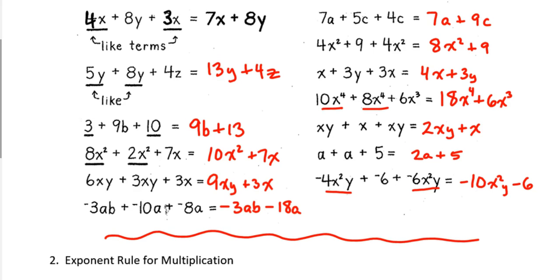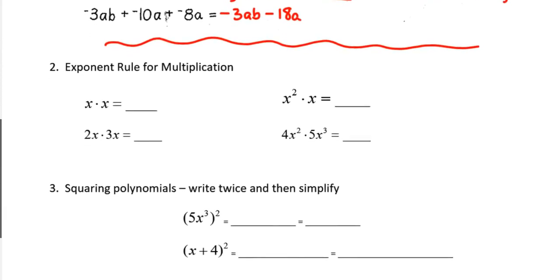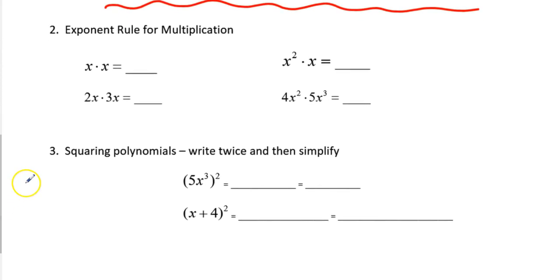Okay, now we're going to talk about the exponent rule for multiplication. When we multiply, we have x times x. That's going to result in two factors of x, which we call x squared. So when I'm multiplying x squared times an x, now I have three factors of x. This is really like x times another x, right? So 3 factors of x.